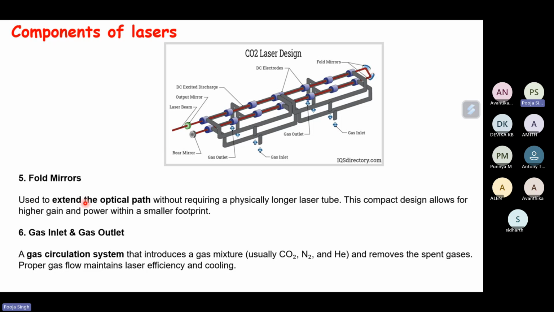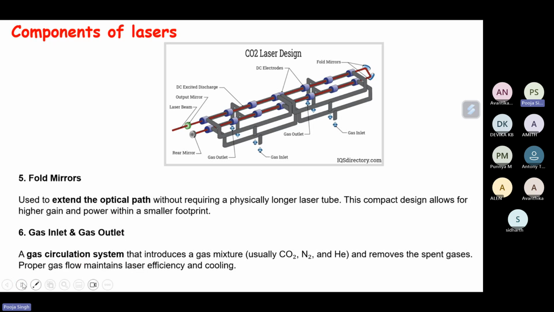You can see they have used this to extend the optical path without requiring a physically longer tube. This component is basically designed for higher gain and power within a smaller footprint. Then there is the gas inlet and outlet, to introduce a gas mixture of CO2 and N2 and remove the spent gas. Proper gas flow is important for the laser efficiency to be maintained.